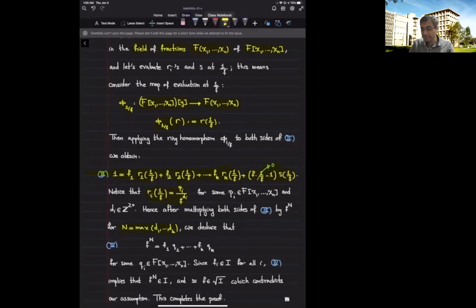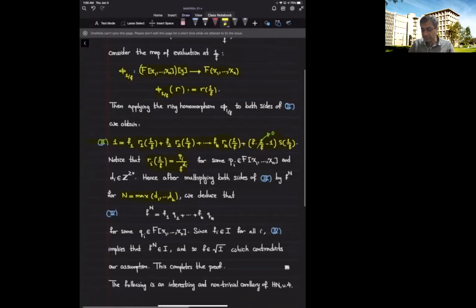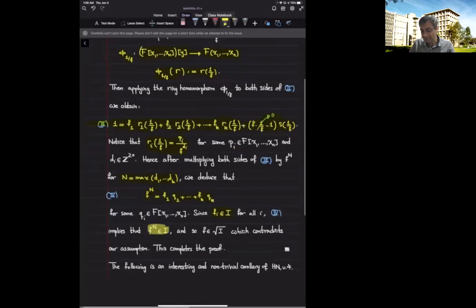So if I multiply both sides by f to the n, I get f to the n on this side is equal to f1 times some polynomial plus f2 times some polynomial, fk times some polynomial. All of a sudden, this power of f ends up being in the ideal generated by the fi's. But remember, the fi's are inside the ideal I. So that means f to the n ends up being inside the ideal I, which means f is in the radical of I, which is a contradiction because I assumed that f is not in the radical of I. That gives me a contradiction, and that completes the proof of the last version of Hilbert's Nullstellensatz.